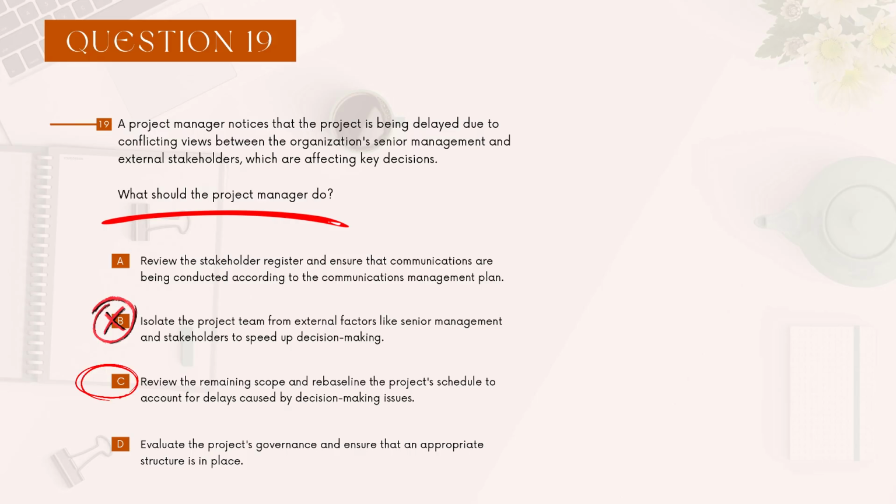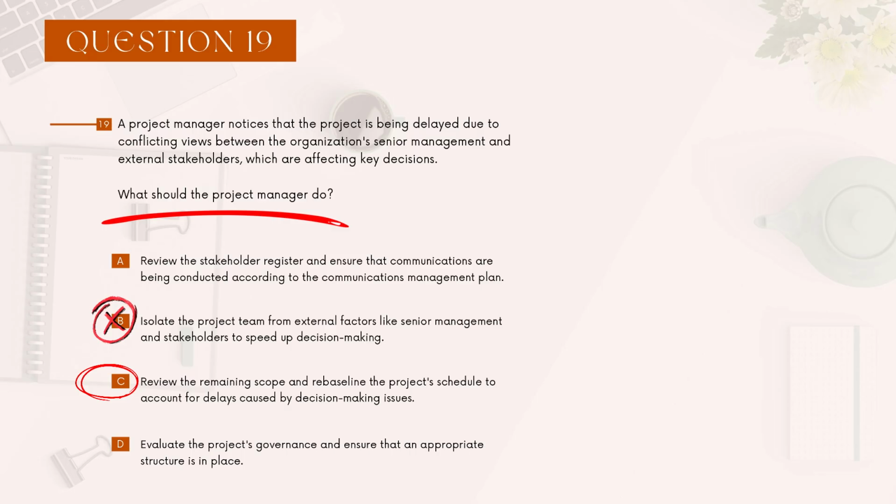Review the remaining scope and re-baseline the project schedule to account for delays. Okay, when you do something to account for delays, you have accepted that there's going to be a delay. Actually, no. A project manager notices that the project is being delayed. Review the remaining scope and re-baseline the project schedule to account for the delays. Yes, my apologies. So we don't want to accept the delay, even though the project is being delayed. What you're doing is you're throwing your hands up in the air, saying our project is being delayed, might as well delay it. Let's just move according to that.